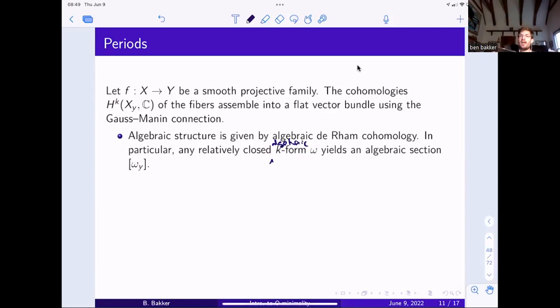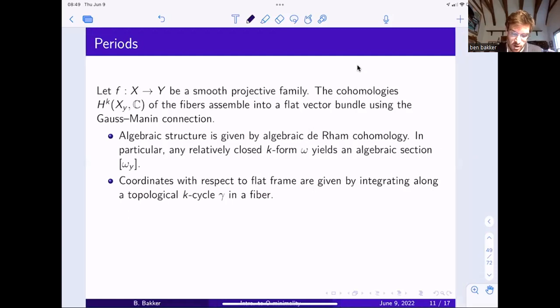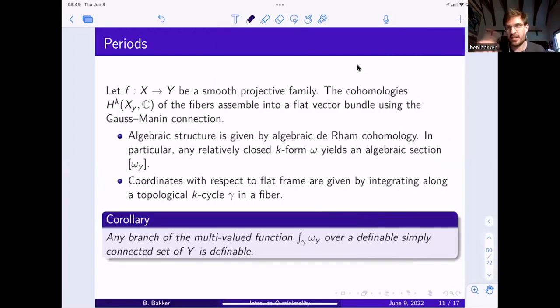On the other hand, the flat structure is much easier to understand. Taking coordinates with respect to a flat frame is just the same as integrating along a topological k-cycle in a fiber, and those topological cycles can be transported to nearby fibers via the connection. So the change of basis matrix explicitly between the flat frame and the algebraic frame is given by the integrals of these algebraic forms over these topological cycles, considered as functions. And the corollary to this theorem is that these are all definable functions.